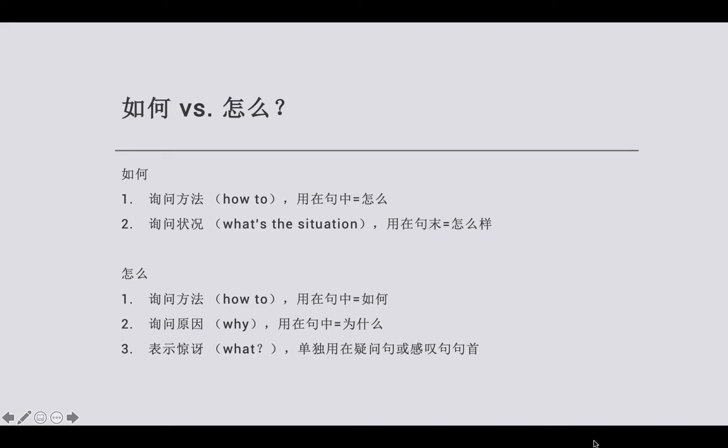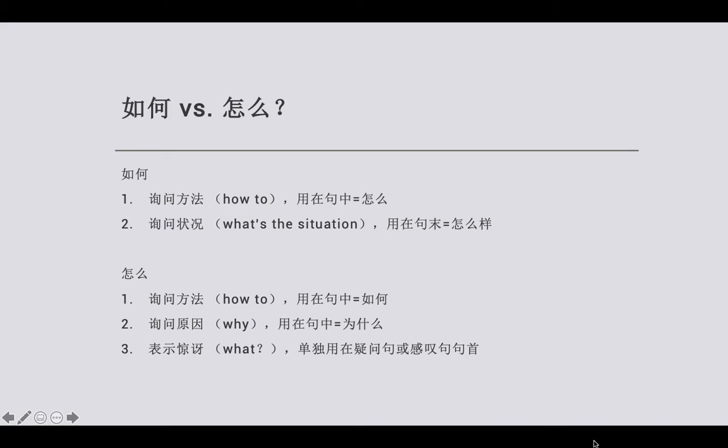So, in summary, there are two usages of 如何 that we have learned so far. The first one is to ask a method. 询问一种方法。In this scenario, you are going to use 如何 in the middle of the sentence, and it equals 怎么, and they are totally interchangeable. And the second usage of 如何 is to ask about other people's opinions on something, or to ask about the situation of something. And it is often used at the end of the sentence, and it equals 怎么样. And pay attention here, you cannot use 怎么, you have to use 怎么样.